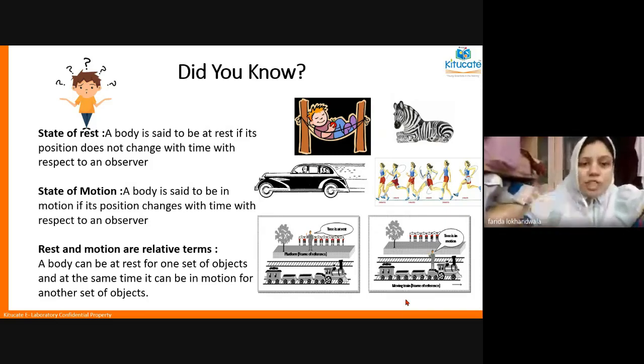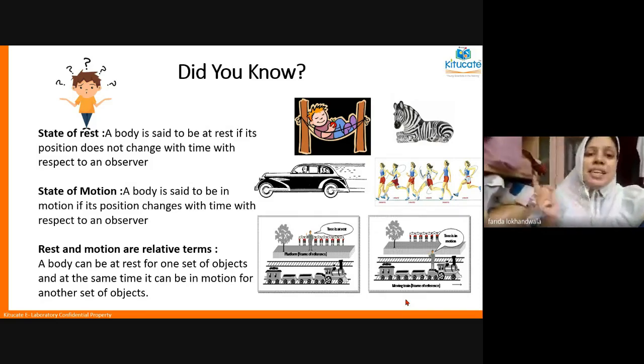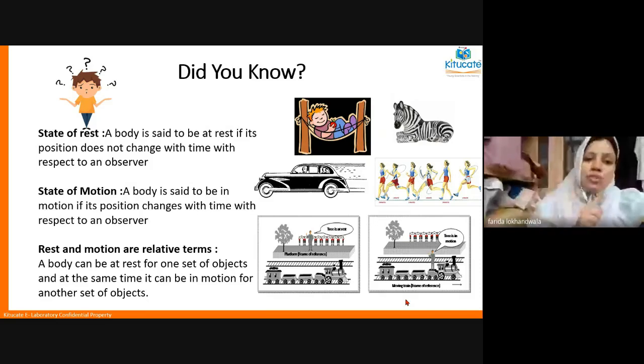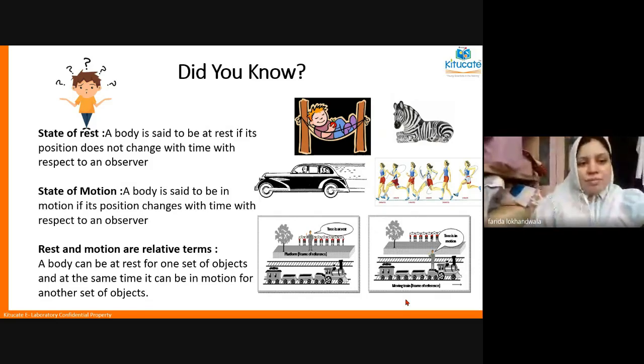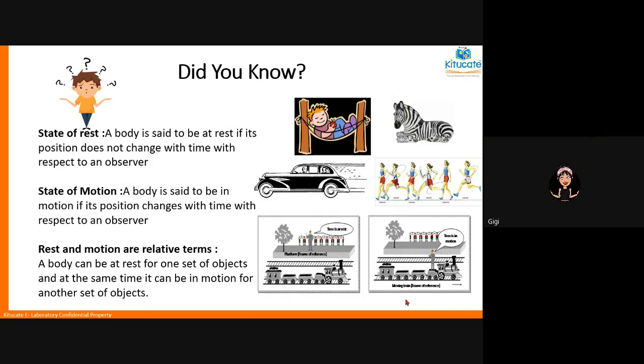Had you changed your position in the train? No. Correct. Now the man sitting next to you, for him, you were in a state of rest when the train was at rest, and also when the train was in motion. Is it getting confusing? A little bit.